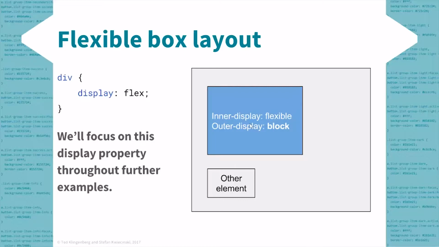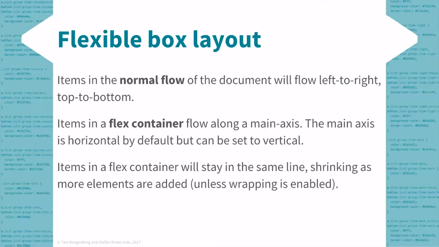But either way, whether we use inline flex or regular flex, it's still going to be flexible box layout on the inside. So items in the normal flow of the document flow left to right, top to bottom. But items in a flex container, we have a lot more control. It's a lot more flexible. So by default, it's always going to flow along the main axis. And we'll learn about that in just a minute. By default, it's going to be horizontal, but we can also set it to be vertical.